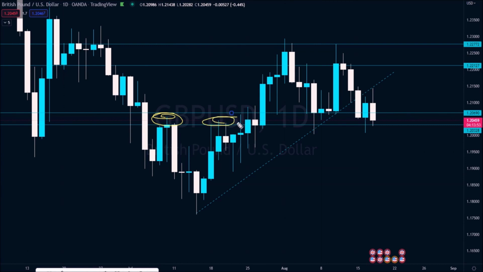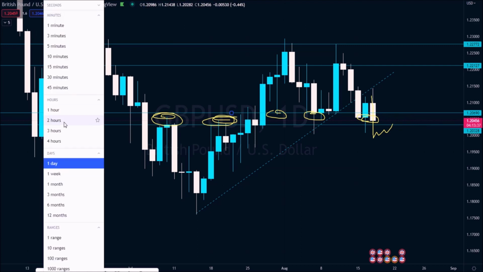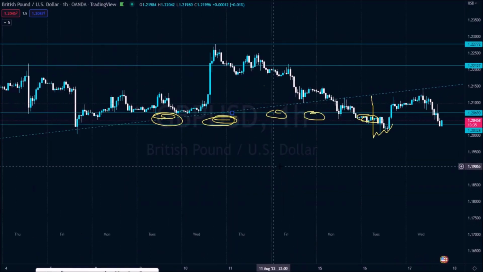Resistance here, then we got this close above and use it as support here, and now this is where we're at. If we can get a daily close below there, even a H4 close below, retest that, then that'll open up the gates for more downside in my eyes. So let's take a look on the hourly.